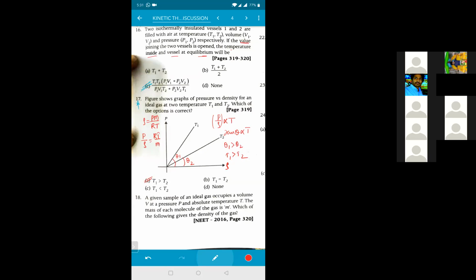Okay. Chalo. 2016 again, a neat question. See how simple it is, again directly on the ideal gas equation. A given sample of an ideal gas occupies a volume V at a pressure P and absolute temperature T. The mass of each molecule of the gas is given as small m. Which of the following gives the density of your gas? So we just need the density of a gas formula. So density is equal to PM by RT.